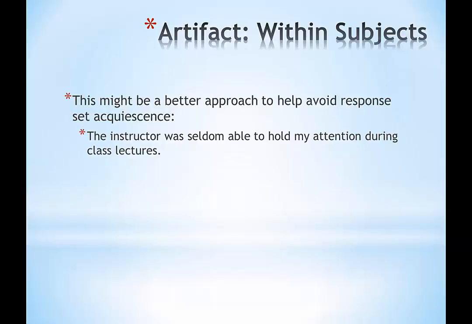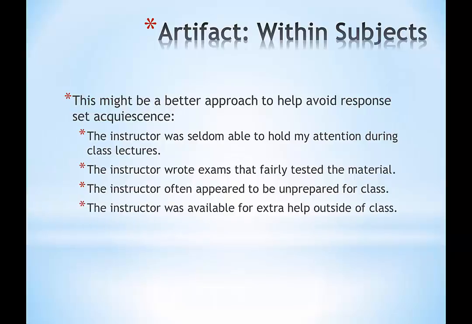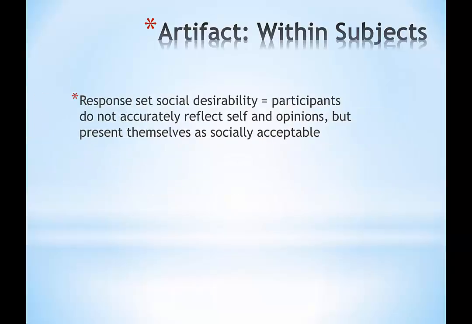So to avoid that, it would be much better to ask a sequence like this. The instructor was seldom able. So a positive answer to that would be to disagree. The instructor wrote exams that fairly tested material. Again, a positive answer there would be to agree. So now you can see a pattern. To be a good instructor, the desirable pattern would be a zigzag. I want you to strongly disagree to this one, but I want you to agree to that next one. So you can shake things up by making sure that not all the positives are on one side of the scale and not all the negative responses on the other side of the scale. You can see the example here with the wording I provided.